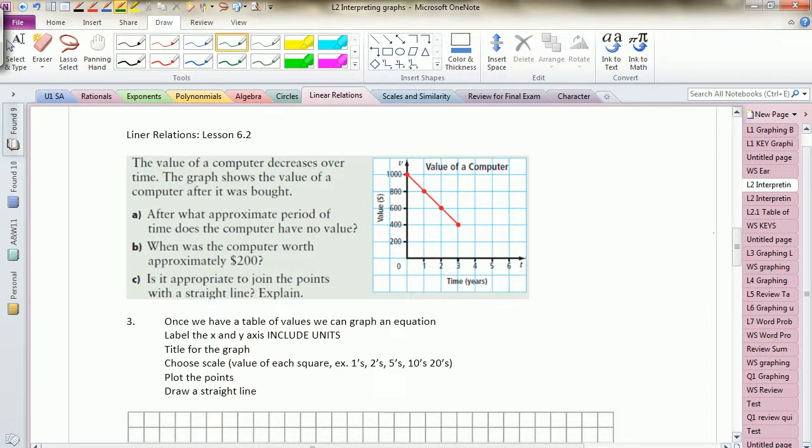Answer questions A, B, and C. Let's go over it. So, approximately what period of time does a computer have no value? You can't answer that question until you do this. Make a line with the ruler and extend it all the way. Once you've extended it down, make sure it's nice and straight. You can see it approximately 5. So approximately at 5 years, the computer will have no value. When is it worth approximately 200? Draw a dashed line over and then down, approximately 4 years. Okay. Is it appropriate to join the points? Yes, because it's continuous data.